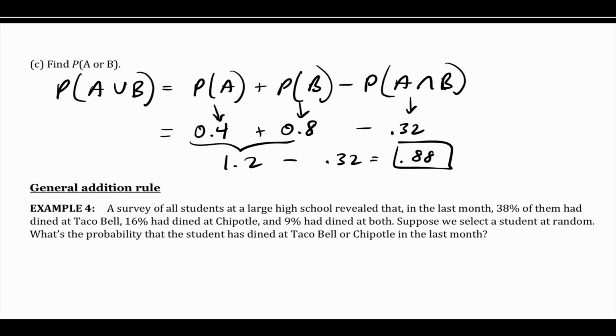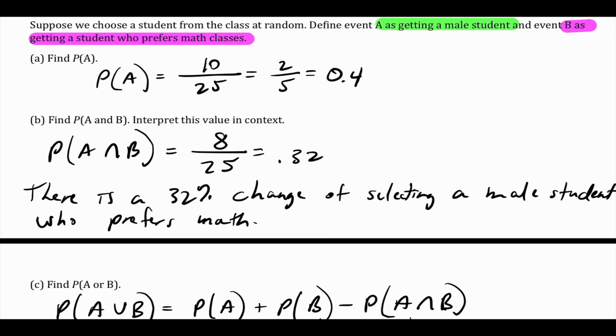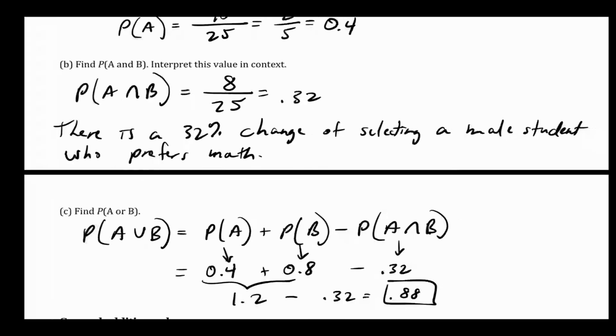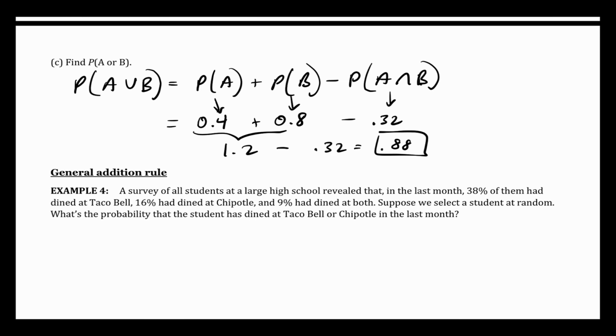I'm either going to choose someone who is male or someone who prefers math, right? Someone who's male or someone who prefers math. Either one. It doesn't have to be both, right? Both was letter B. That was both. Reach in and pick someone who has both. And or means one or the other is okay.